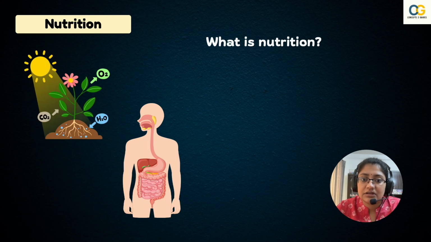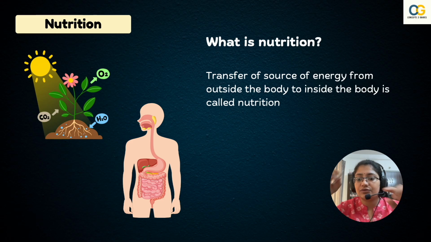Now, let us start with nutrition. Nutrition is the first concept of life processes. So what is nutrition? Nutrition is the transfer of sources of energy. You have different sources of energy, and you take them from outside the body to inside your body. That is called nutrition. Ultimately, the goal of the body is that if I want to do anything, even to think or to listen, I need energy. So from outside, there are multiple sources of energy, and I take that energy source from outside to inside the body. That part is called nutrition.